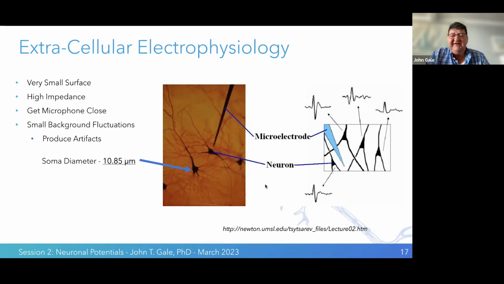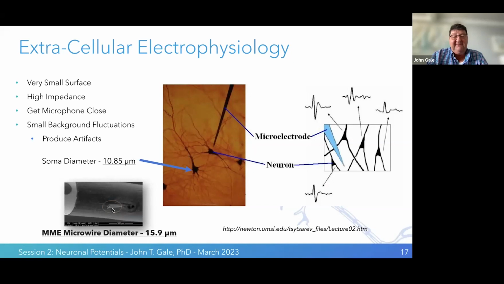But I want to bring your attention here. I told you that the microcontact exposure, the tip, is only 30 microns in size. The cell body of a neuron is about 10.8. And here's an example of our electrode. It's 15.9 micron cross section. So we're actually on the order of the size of the neuron we're recording with our electrode.